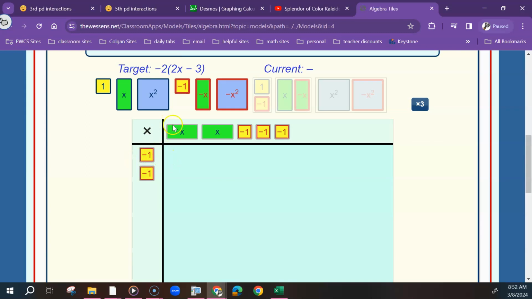So we just found -1 times x is -x. I think it's still 1 times 3. And -1 times -1 is positive 1, sorry.